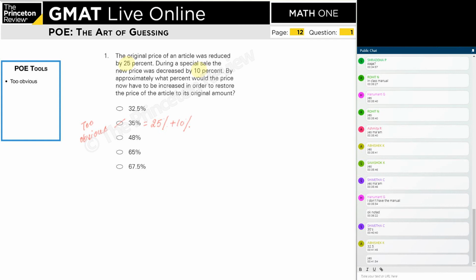Anyhow, somebody who knows more about percentages will know that percentages is out of 100, then there is a discount of 25, and then somebody in a hurry, if that person is not solving the question properly, will pick up 65%. So this is also too obvious. And people who are better with mathematics, okay, they have this tendency to choose 32.5 also.